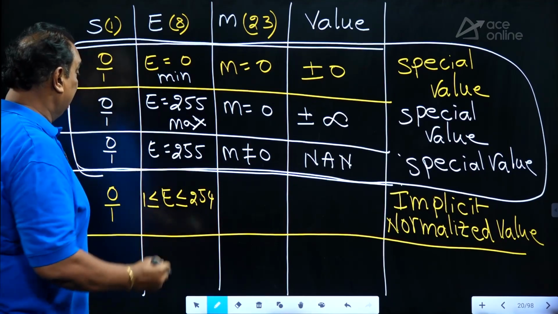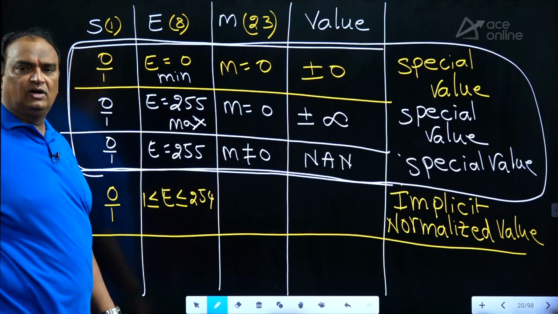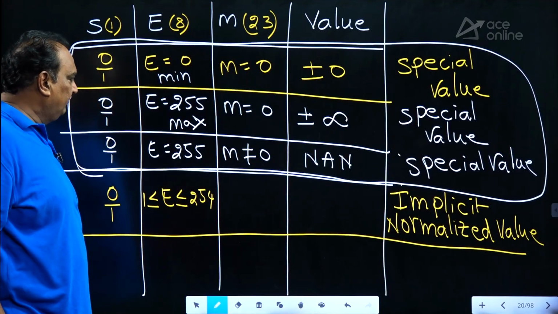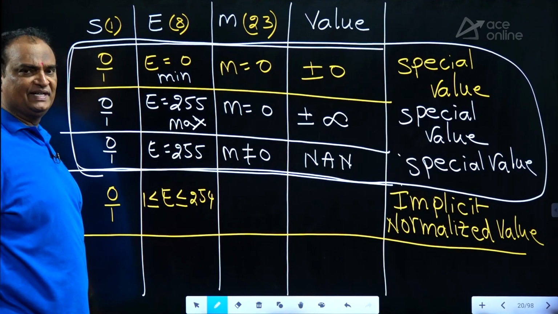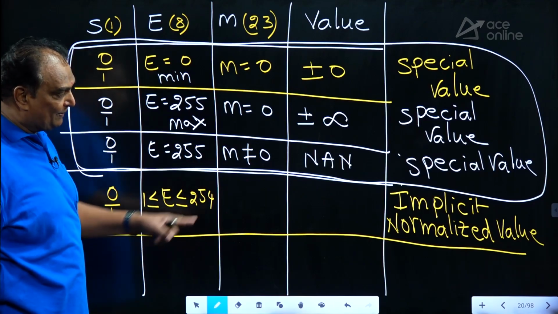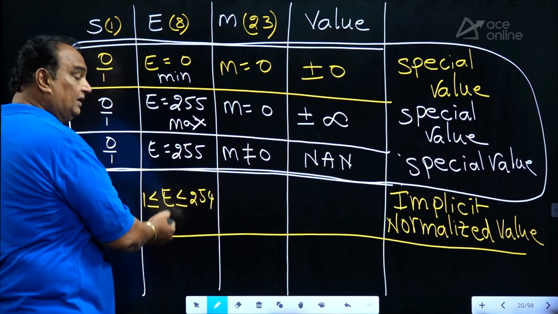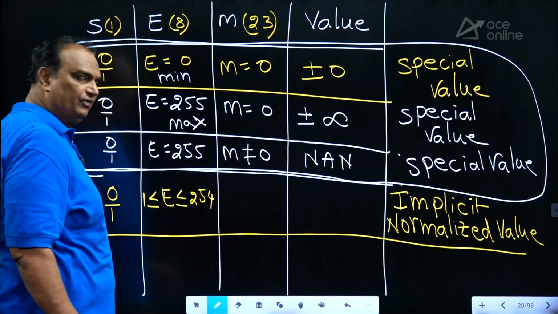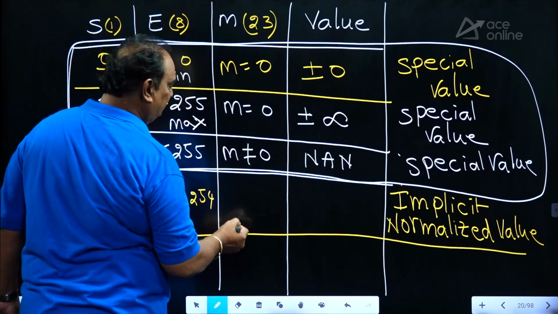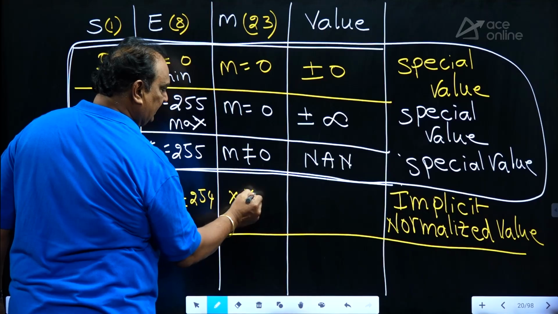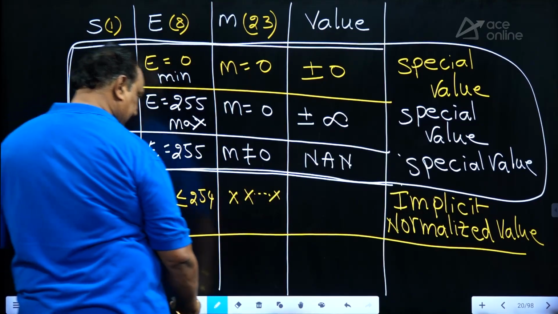Why? E value 0 and 255 are allocated for representing special values. That's why, to represent implicit normalized number, what about capital E range? 1 to 254. What about M value? Any value.